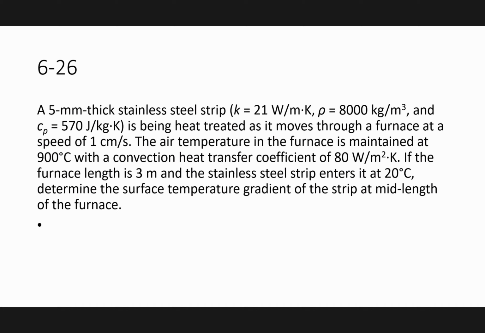It's giving you the thickness of that plate. It is going through the furnace with the speed of 1 centimeter per second. The air temperature in the furnace is around 900 degrees, and the convective heat transfer within the furnace is around 80 watt. Now, if we assume the furnace length is 3 meters, okay, the question is asking you what is the temperature gradient at the surface.